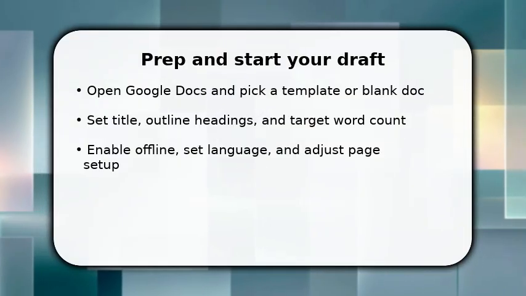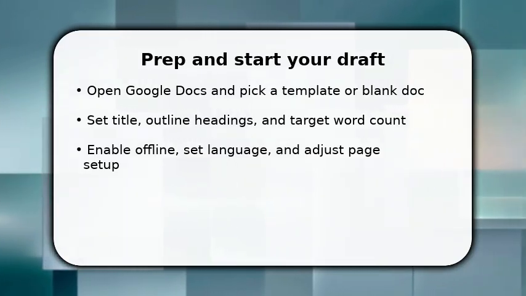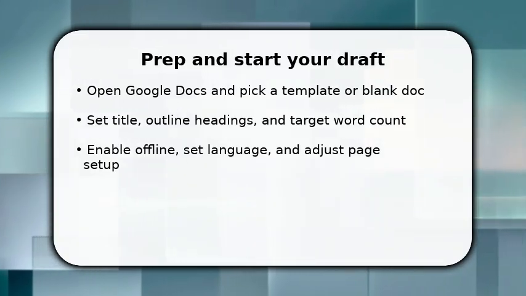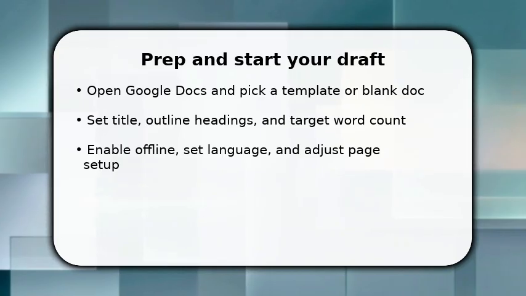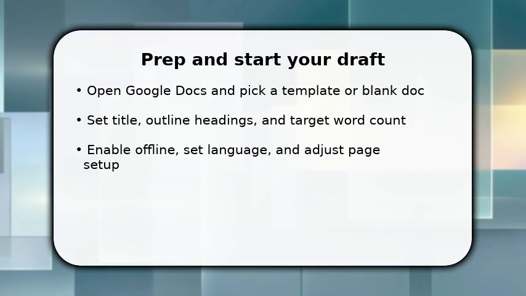You already have the essentials: Google account and a topic. Open Docs, choose blank or a simple template, and name the file so versioning is automatic. Now create a quick outline with H1 and H2 headings. This frames your workflow and keeps you on task.